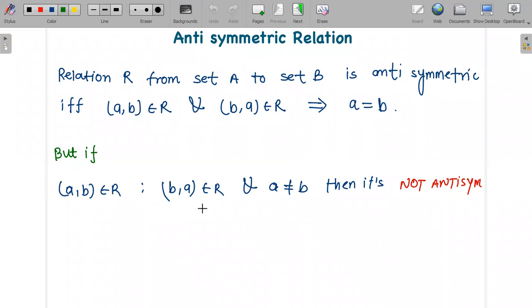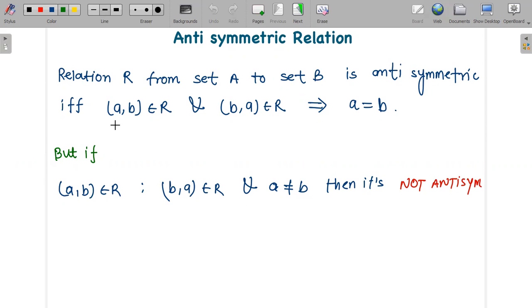If you are not, don't you worry. I do have something which will help you out to check whether a relation is anti-symmetric or not. But if you know, then it's just a piece of cake. So without any further ado, let's get started. First of all, just have a look at how we define this anti-symmetric relation.